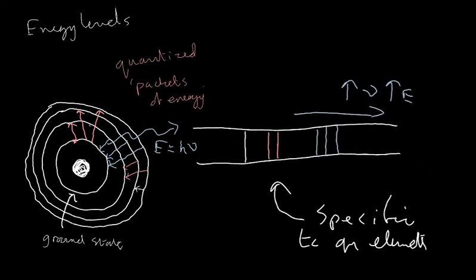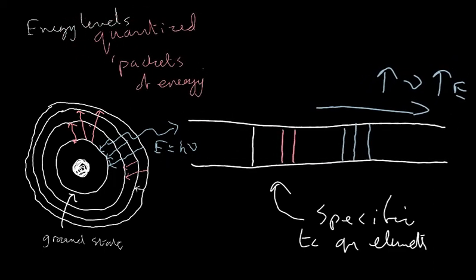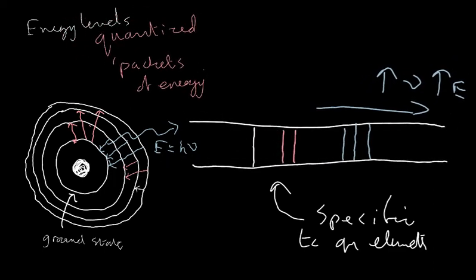oops, let's go back to there. Using E equals h nu, so energy equals Planck's constant times the frequency. So you can measure the frequency, you can work out how big these energy gaps are, and you get some understanding of the electronic structure of an atom.